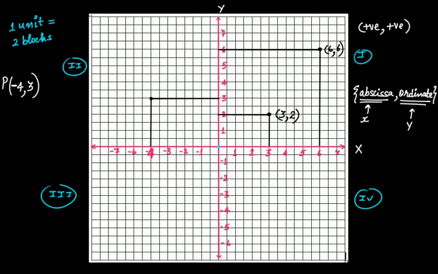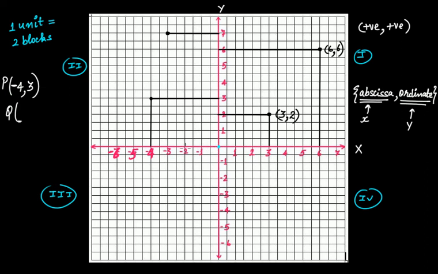So let's take one more number. If this is a mistake, it should be -5 and this is -6. Now if you have to tell this number, let's say this point, this is point Q. Now you have to tell the x coordinate or the abscissa. For that, you have to tell the distance of this point from the y-axis, and for that you have to count the number of units.